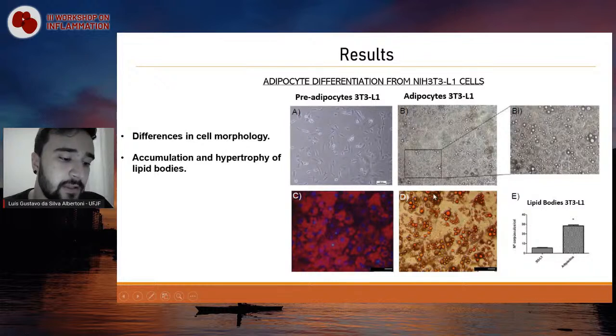As our first result, we had the differentiation of precursor cells from the NIH-3T3L1 lineage. As we see in these images, the cells are elongated with a large and abundant cytoplasm, large nucleus, and also with extensions. After 17 days, the cells presented typical characteristics of adipocytes. The figure also shows the morphology of undifferentiated 3T3L1 cells, and photo B shows the morphology of already differentiated adipocytes. We also have analysis of these adipocytes in fluorescence microscopy and light microscopy. In the graph, we can see that the lipid bodies concentration increases in the differentiated cells.